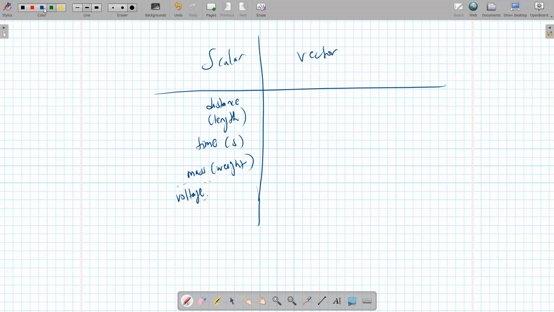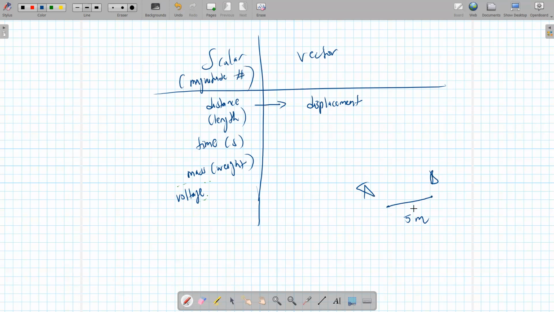Now let's look at something that does have a direction. Distance. This is called displacement. What's the difference between distance and displacement? Look at this. From A to B, let's say the distance is 5 meters. That's a scalar concept. That's simply a number, right? Scalar only has a magnitude. Magnitude means the number attached to it. The distance from A to B is 5 meters.